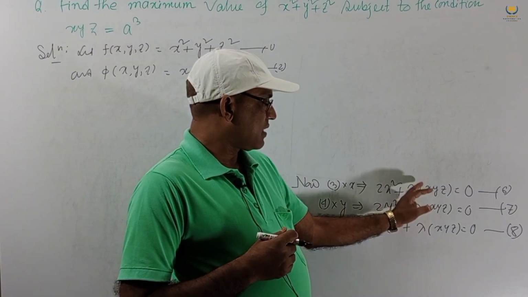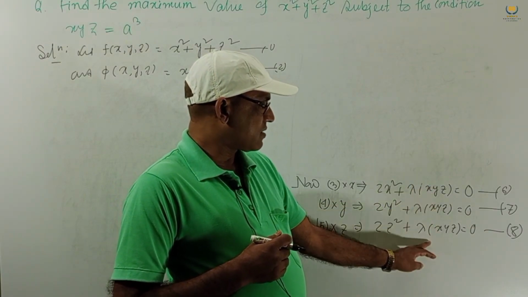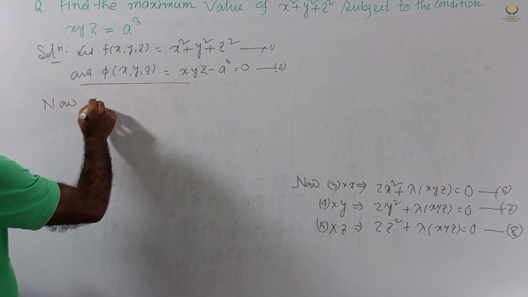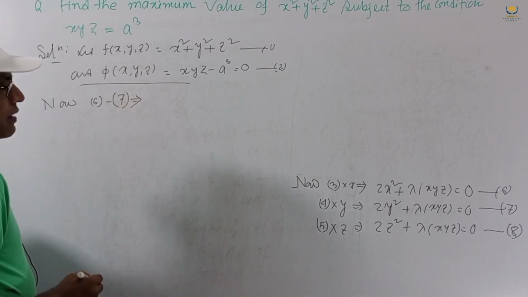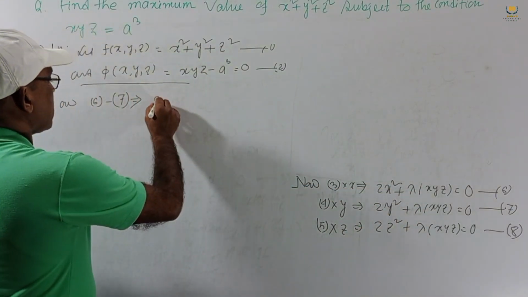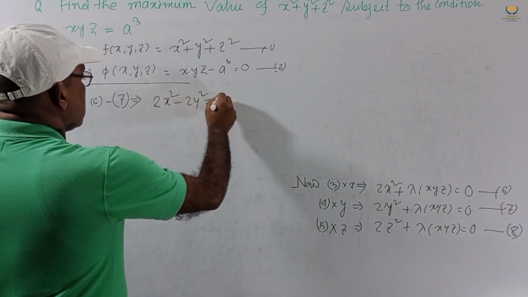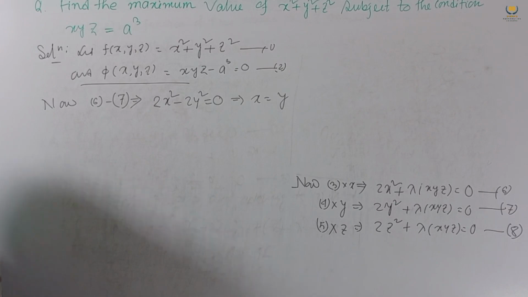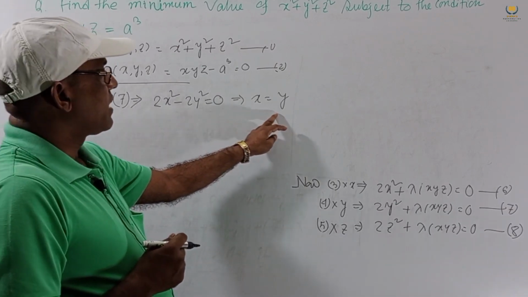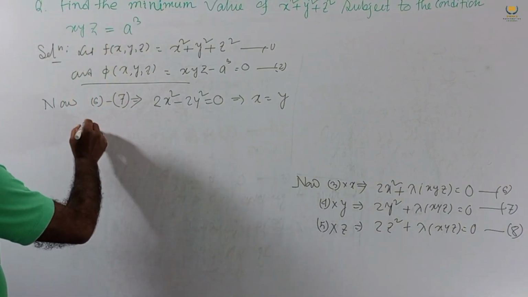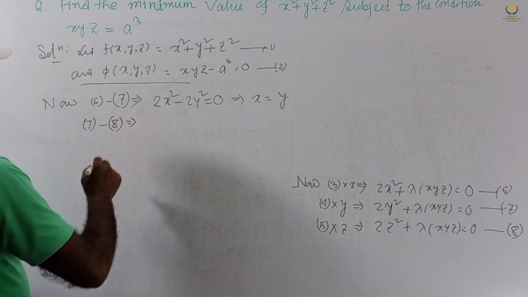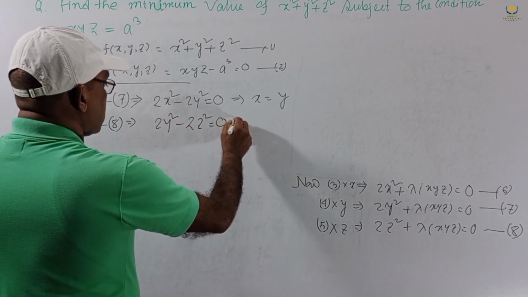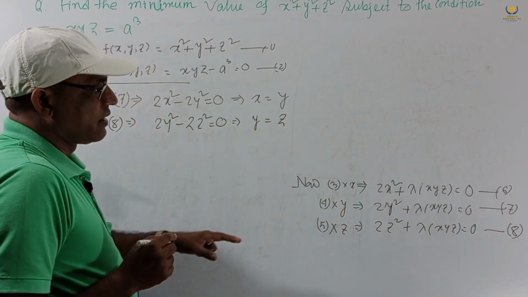Now we subtract these. If we subtract this and this, lambda xyz will be cancelled. So 6 minus 7 gives 2x square minus 2y square equal to 0, or x equal to y. So from this we get x equal to y. And 7 minus 8, this is 2y square minus 2z square equal to 0, and y equal to z.